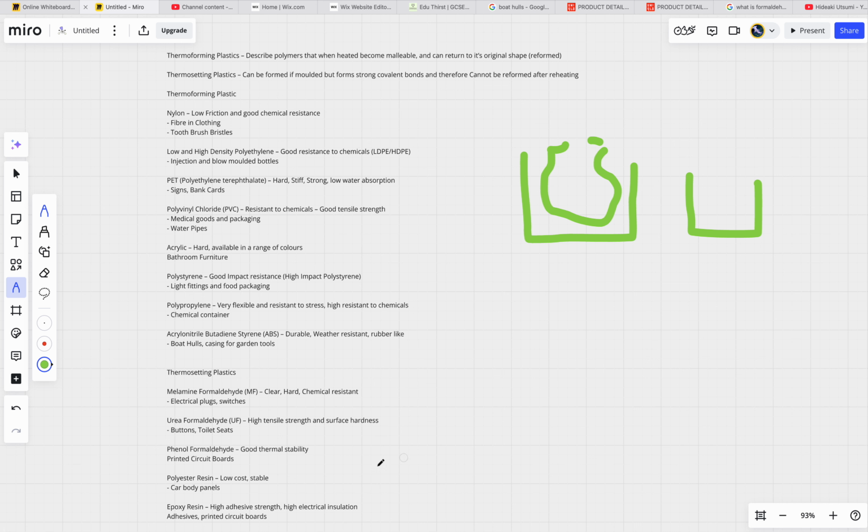And you also get these polyester resins, which is quite cheap, quite frankly, and it's also quite stable to chemicals or mechanical factors. So it is commonly used in car body panels of less expensive cars. And you also got epoxy resin, which is basically an adhesive usually used in printed circuit boards, for insulated parts because it has high adhesive strength to keep stuff together, but it's also quite a good electrical insulator.